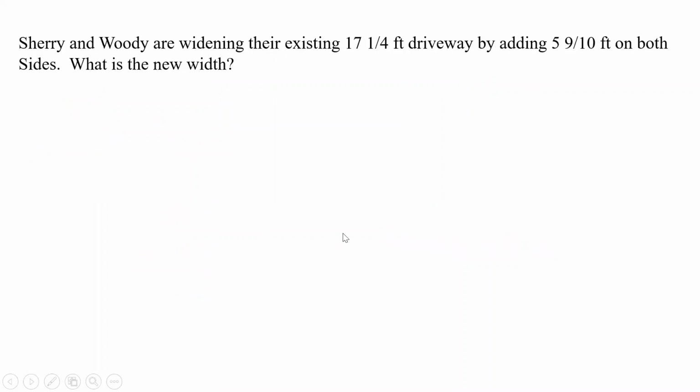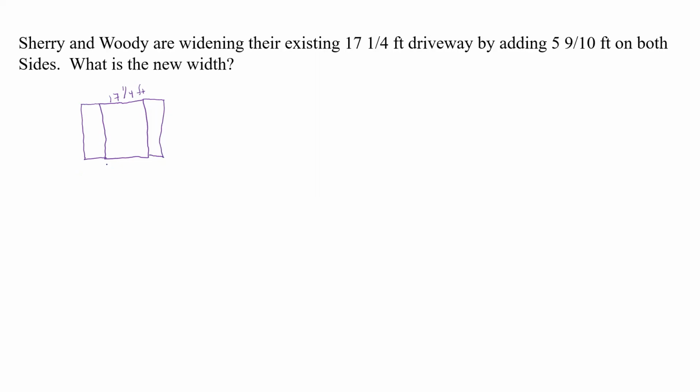All right, so the next one, Sherry and Woody are widening their existing 17 1/4 foot driveway by adding 5 9/10 feet on both sides. What is the new width? Well, let's think about what that means. So we're going to have initially a driveway that looks like this, and it goes into the arch, so we don't care how long it goes, we're widening it. And so this one is existing as 17 1/4 feet. And now we're going to add on some piece here, and we're going to add on some piece here.